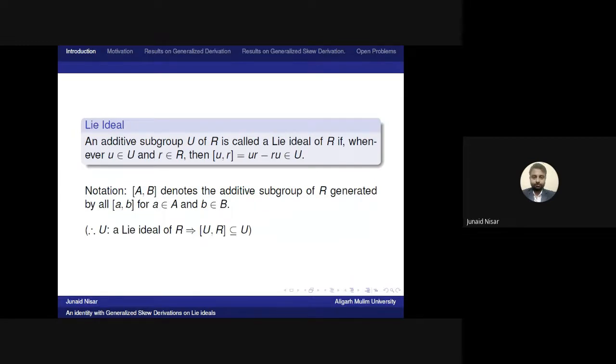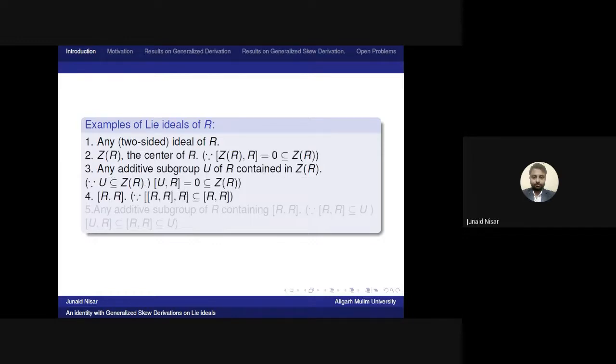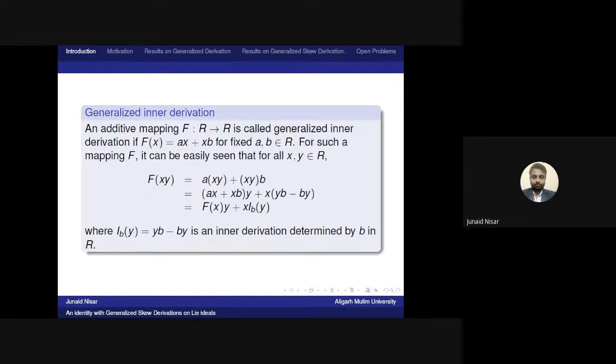An additive subgroup U of ring R is called a Lie ideal of R whenever for any u belonging to U and r belonging to R, the commutator [u, r] also belongs to U. Here are some examples. Any two-sided ideal of R is an example of a Lie ideal of R. The center of R is an example of a Lie ideal of R. The commutator [R, R] is also an example of a Lie ideal of R, and any additive subgroup of R containing this is an example of a Lie ideal of R.